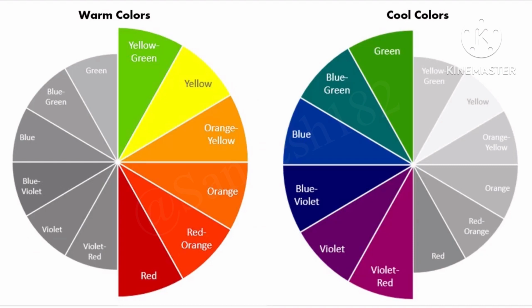Here you can see I have written down all the names with their particular colors. Okay, so the warm colors and cool colors, you can easily see them and differentiate between them.